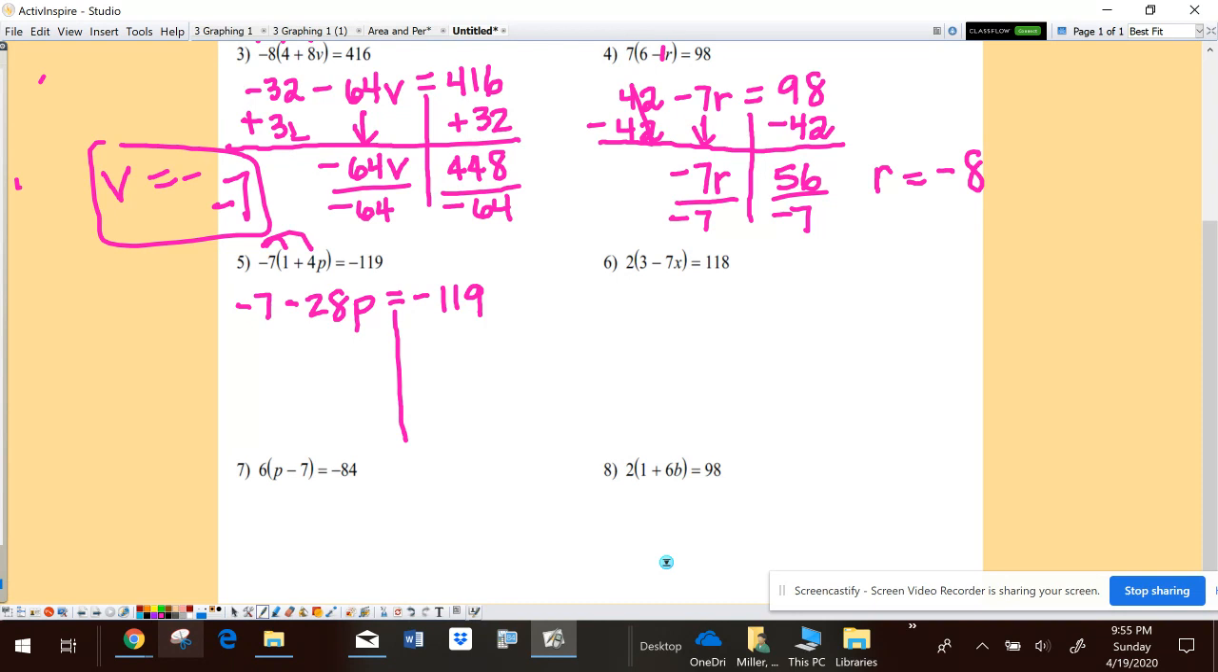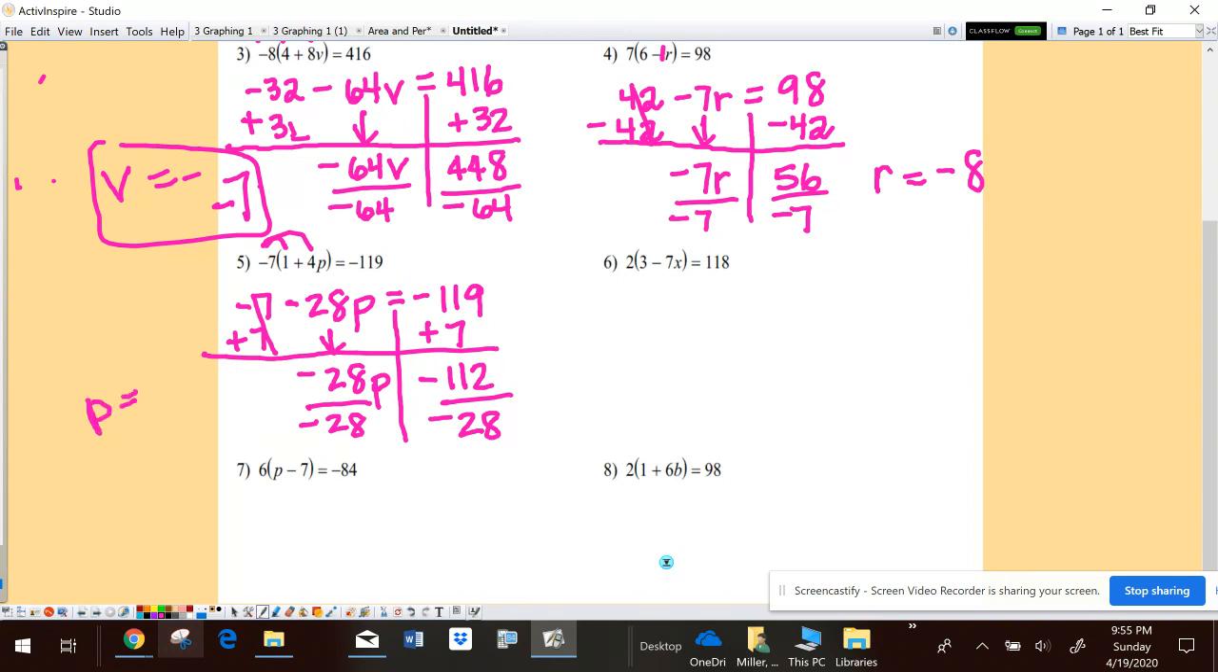First, we want to draw our line. And then we want to add 7 to both sides. That will cross that out. Bring down our negative 28p. We need to put our negative 119 and add our 7. Gives me negative 112. Then we needed to divide both sides by negative 28. And that means my p equals 4. Good job, guys. Hope you guys all got that one correct.